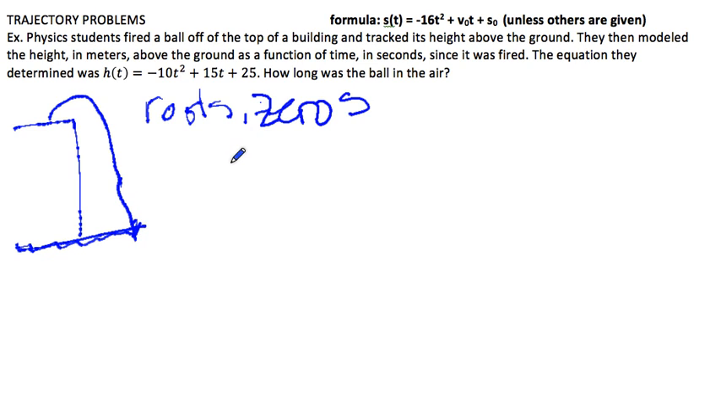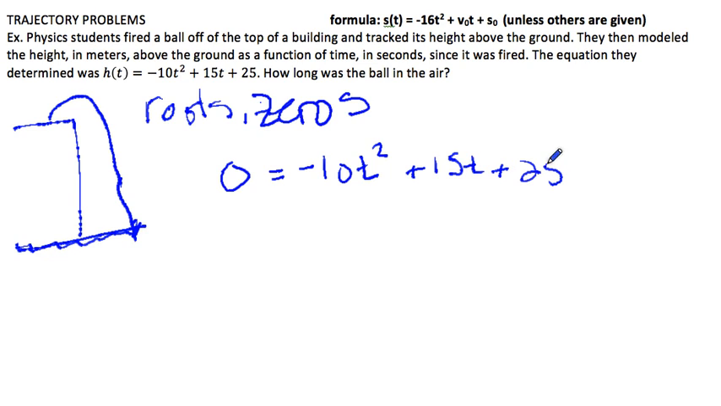In order to do that, we set the function equal to 0. So 0 equals negative 10t squared plus 15t plus 25. And the question is, how long was it in the air? So we're looking for time in this case because it's asking for how long it was in the air. We're not finding the vertex, we're finding how long it was in the air, from this point until when it hits the ground.